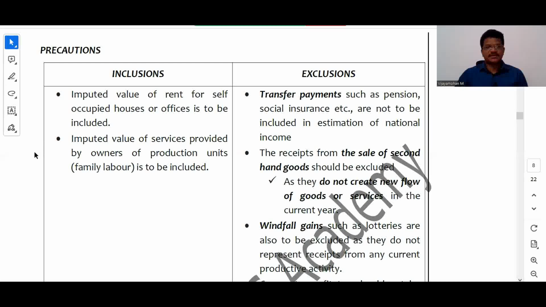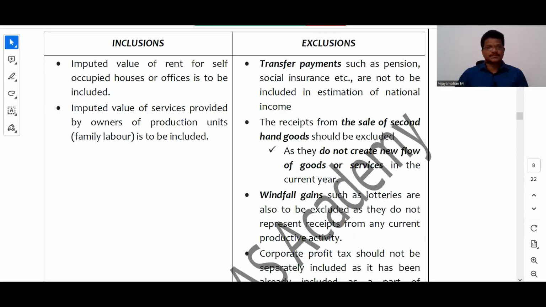Mostly it will be similar to the exclusions in the production method or value added method. Transfer payments we should exclude. See, transfer payments such as pension, social insurance, etc. are not to be included in the estimation of national income. So we should not include transfer payments, because they are not given for any production purposes. That is, through them no new goods or services are produced in the economy.